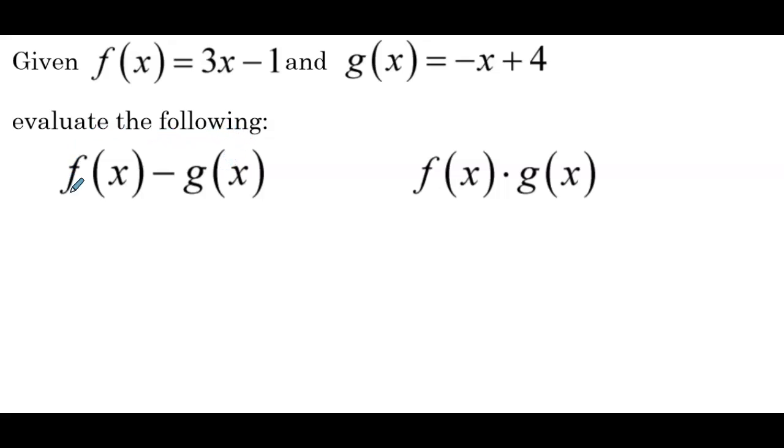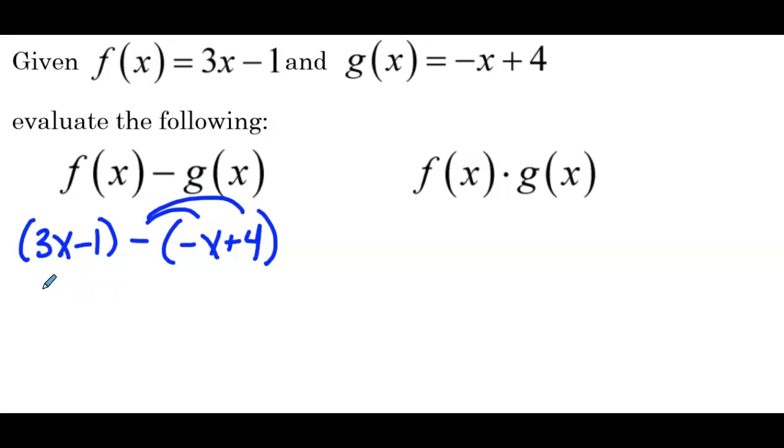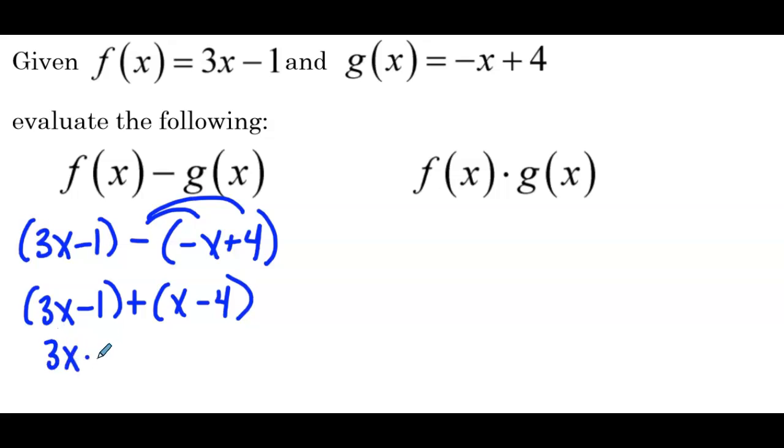So what we're going to do is substitute the function f of x in first. So f of x is equivalent to 3x minus 1. And then we're going to subtract from that expression the function g of x, which is equivalent to negative x plus 4. We're going to distribute the negative 1. So we have 3x minus 1 plus x minus 4. And we can drop the parentheses. Since we have addition, combining our like terms, we get 4x minus 5.